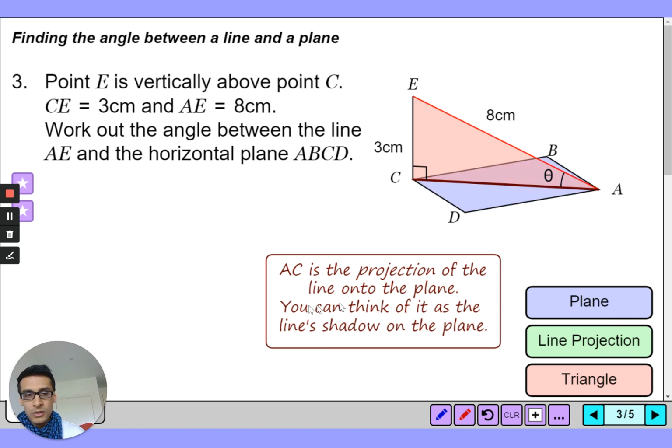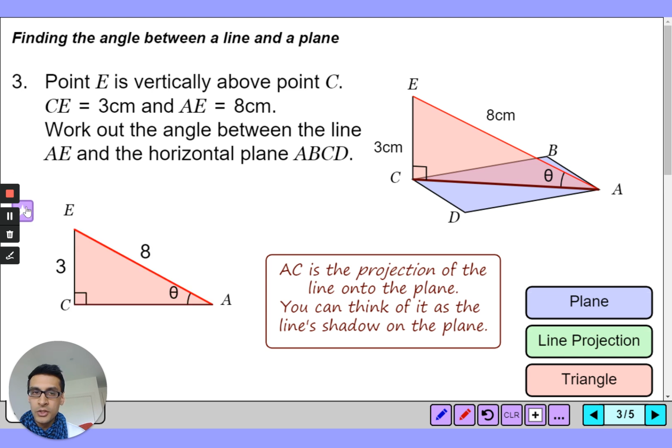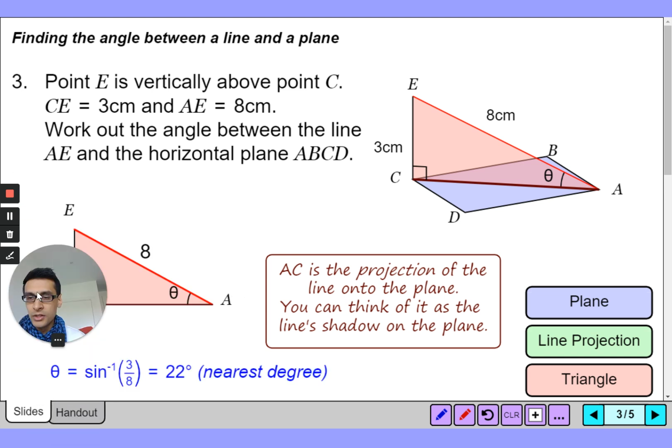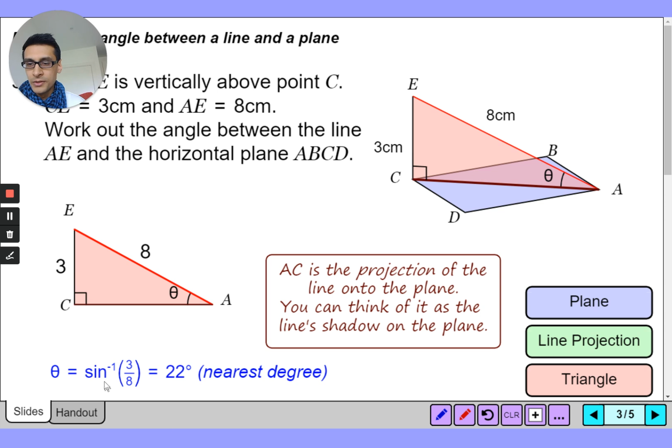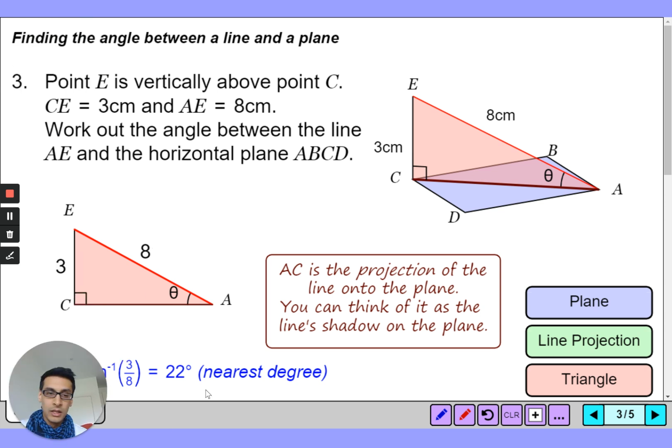I'm going to give you as long as you need, pause the video and have a go to work out the missing length. And now I'm going to show you how to do it. You can see that's your triangle, and then you just use SohCahToa. In this case, it's sine, because with sine you have your opposite and hypotenuse.